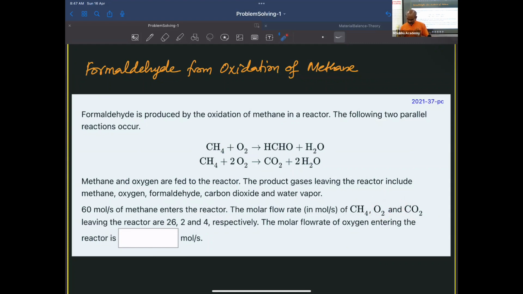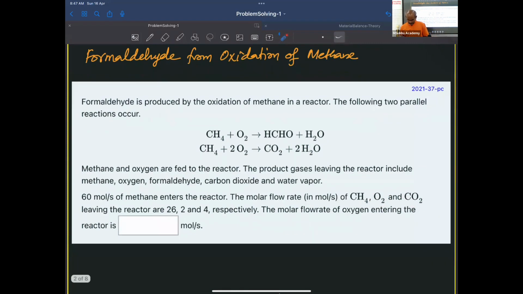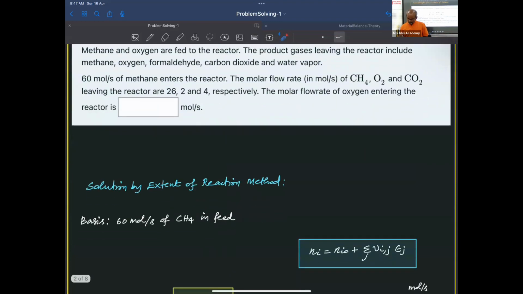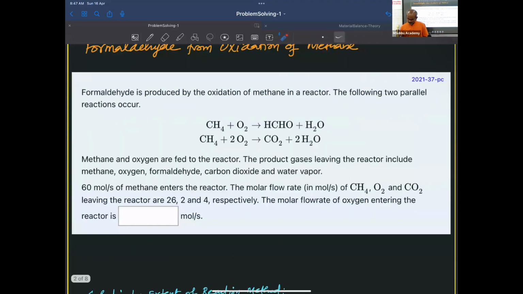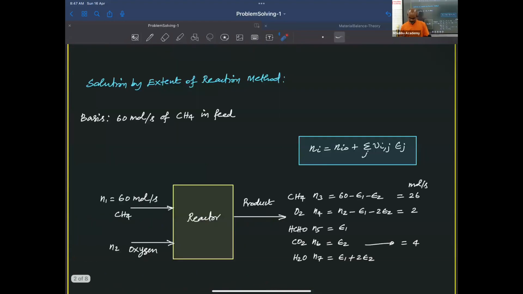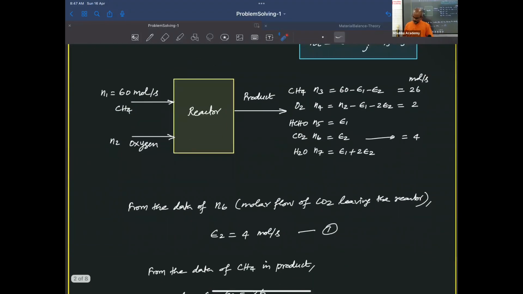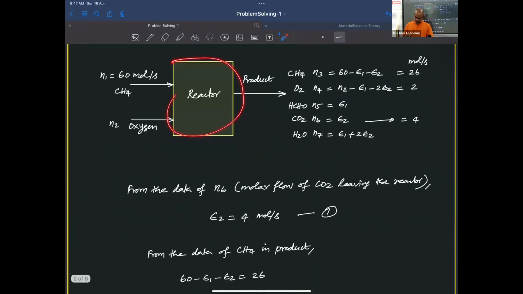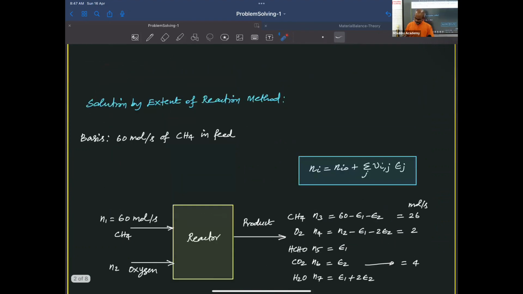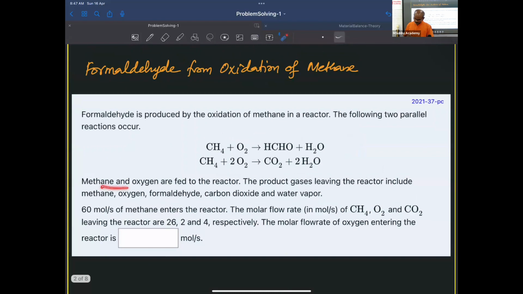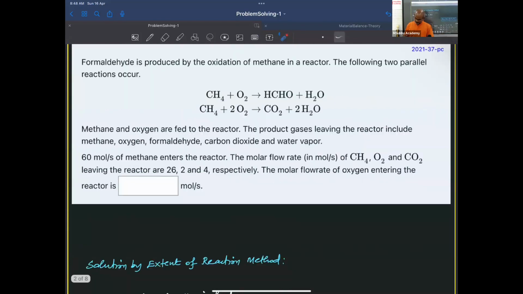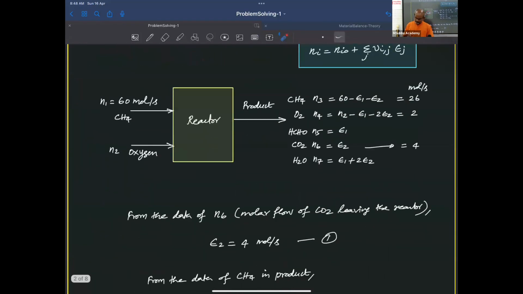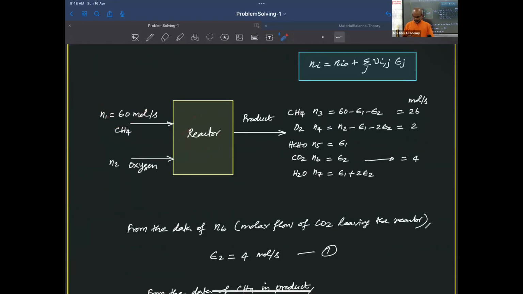Let us first directly go to the extent of reaction method. Here we have two reactions, so first let us represent the process. This is the reactor to which methane and oxygen are entering, as the feed to the reactor. Methane is entering with a molar flow given as 60 mole per second. N2 we need to calculate.